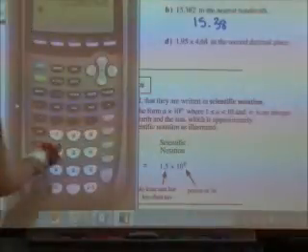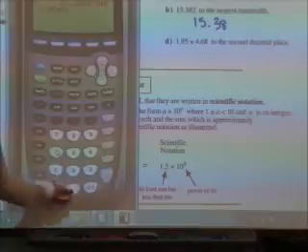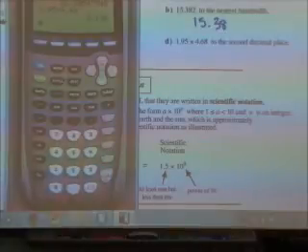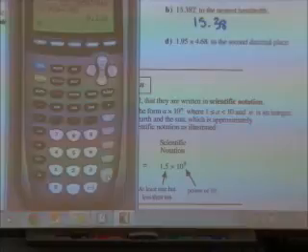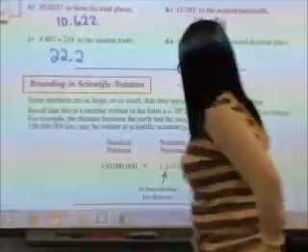And the last one, if I take 1 and 95 hundredths and multiply it by 4 and 68 hundredths, to 2 decimal places, that would be what? 9 and 13 hundredths. Good job.